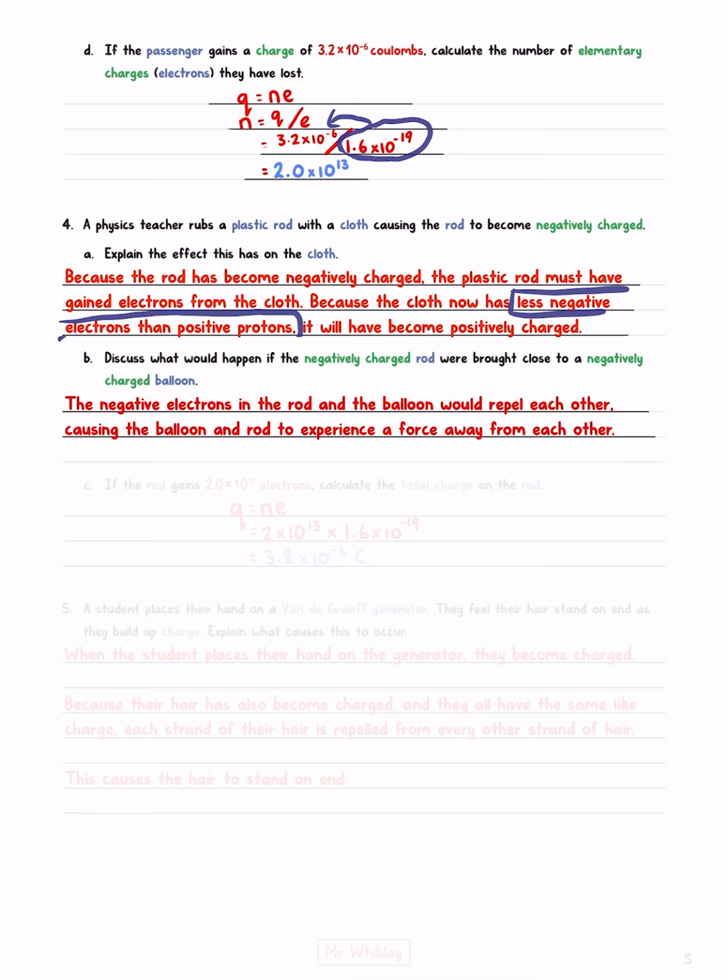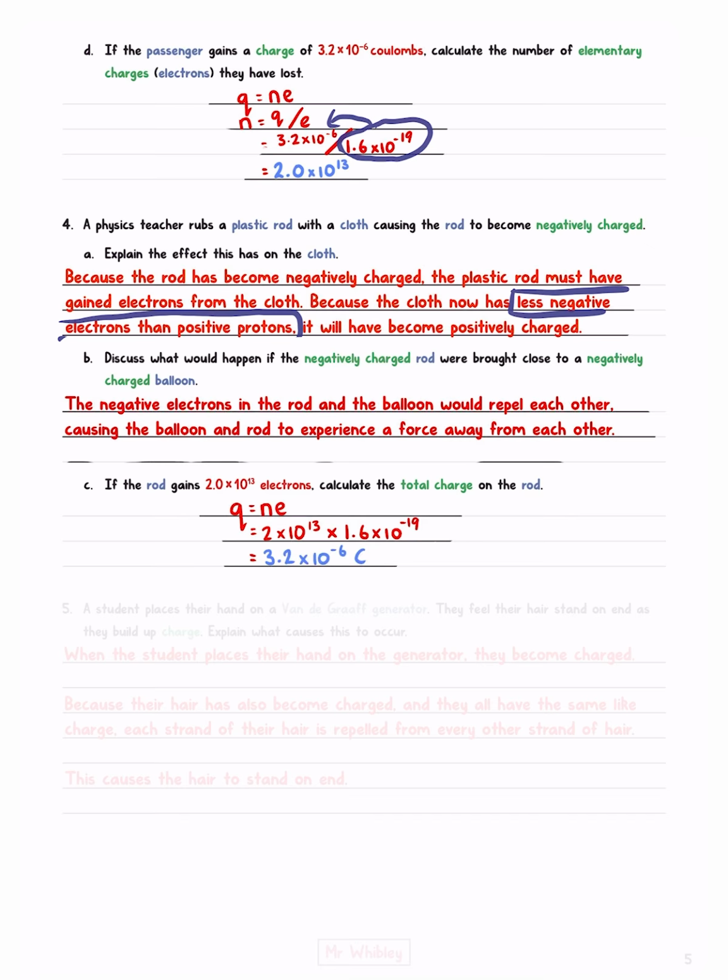Since we know that like charges repel. If the rod gains 2.0 times 10 to the 13 electrons, calculate the total charge on the rod. Once again, we know our total charge is some number times the charge of the electron. We know that there are 2 times 10 to the 13 of them, and we know the charge of the electron, which gives us 3.2 times 10 to the minus 6 coulombs.